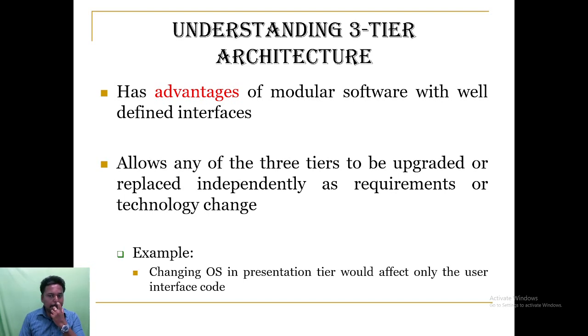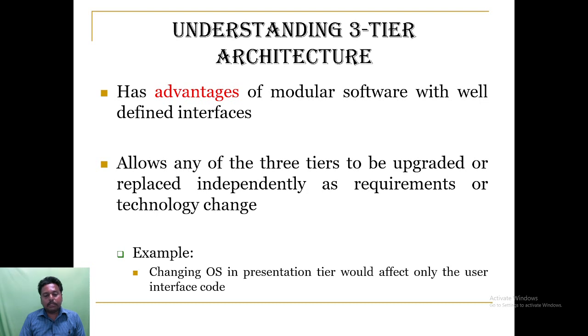It has the advantages of modular software with well-defined interfaces. It allows any of the three tiers to be upgraded or replaced independently as requirements or technology changes. And what is a technology change? If some clients are requesting the server, maybe the server does not support their port ID because of the lagging version the client has. So it is an upgraded version, in the sense that it will support only standard upgraded client PCs or client requests. So this is the technology change.